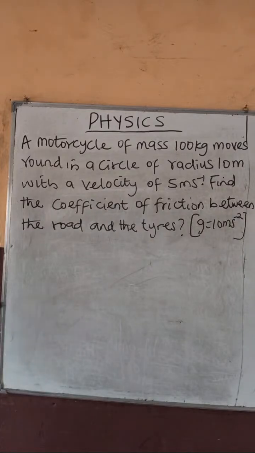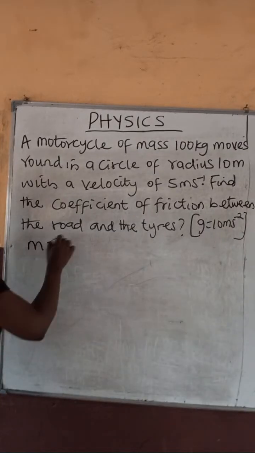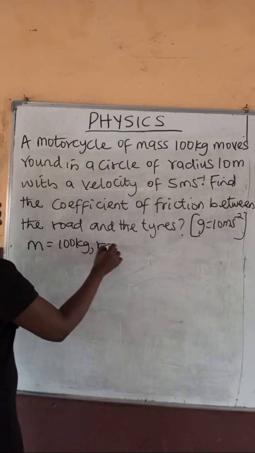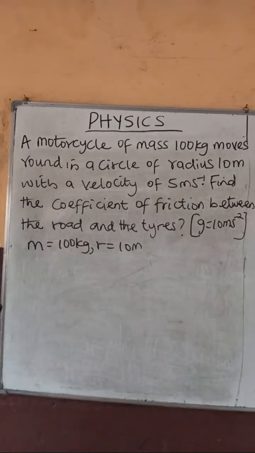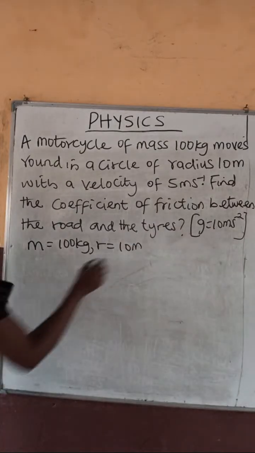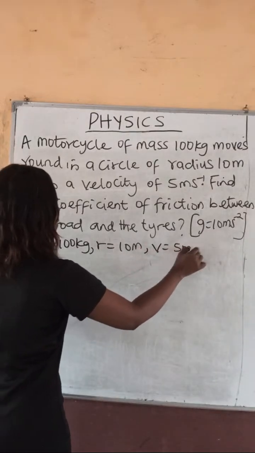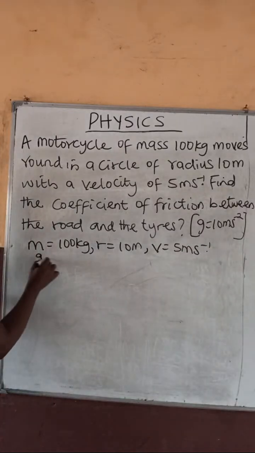Now, how do we solve this? Let's set our parameters. The mass is equal to 100 kilograms. The radius is equal to what? 10 meters, right? And we have velocity, 5 meters per second. And we have G.